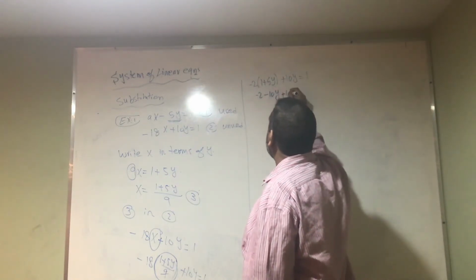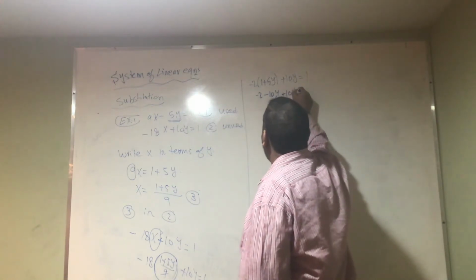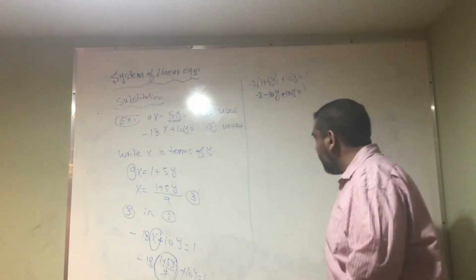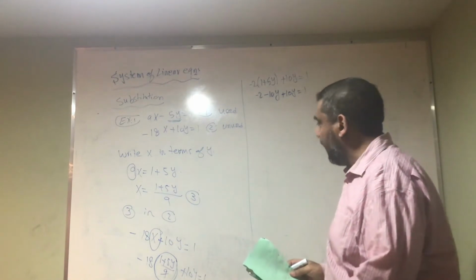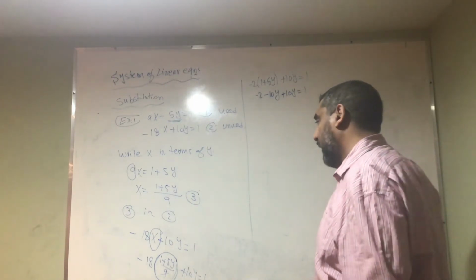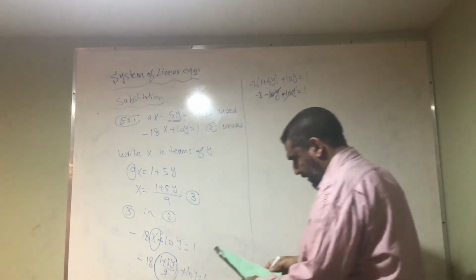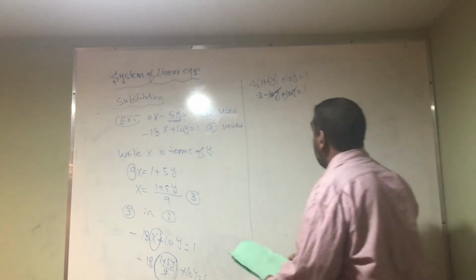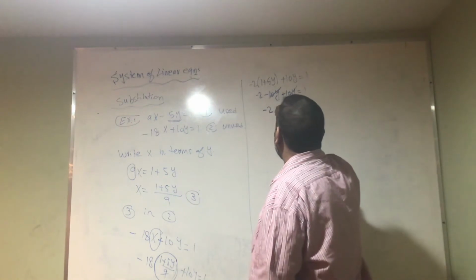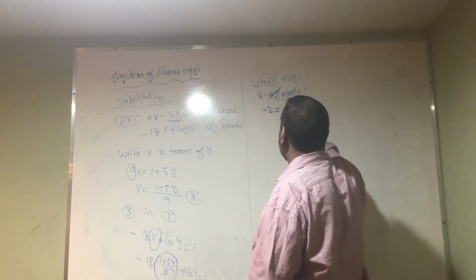Here you have plus 10y equal 1. Is that correct here, guys? So here you have negative 10y. If I simplify this, 10y cancels with negative 10y. So what did you get here, guys? I got negative 2 equal 1. Does that make sense?